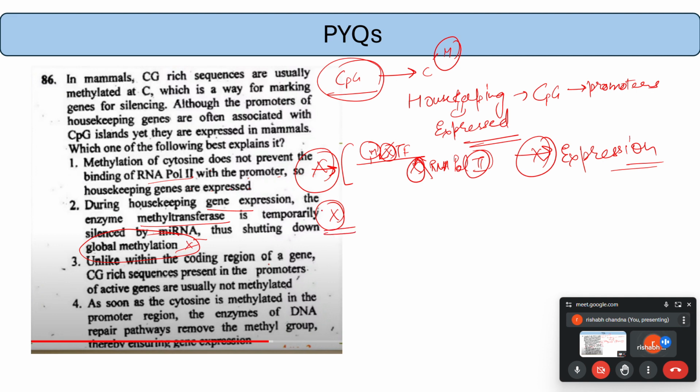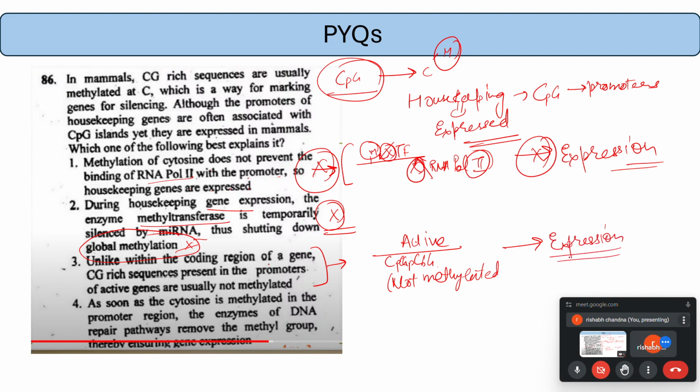The third option, unlike within the coding region of a gene, CG-rich sequences present in the promoters of active genes are usually not methylated. So yes, whenever the promoter region where the CpG island is there, this is an active promoter, this will not be methylated. Okay, this would lead to the expression of the gene. So this is the way that the expression is maintained. Okay, so this can be the correct option.